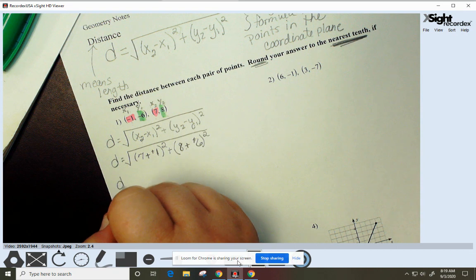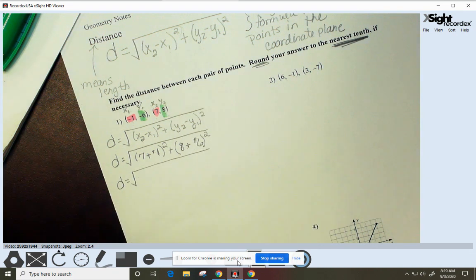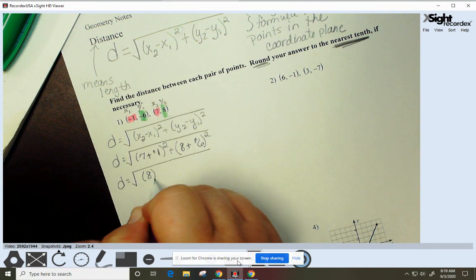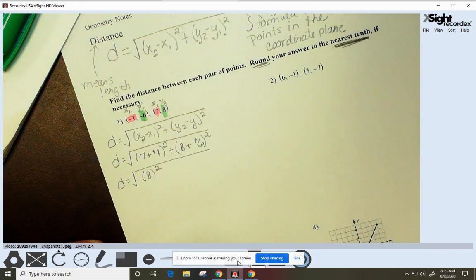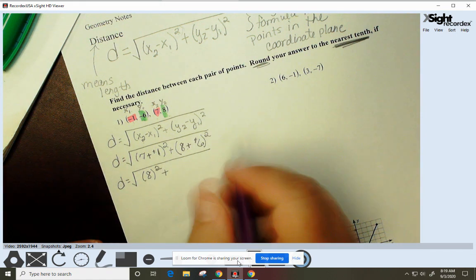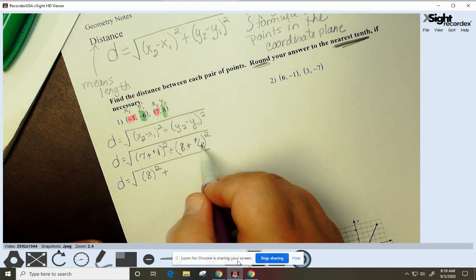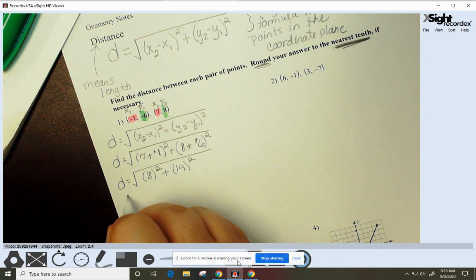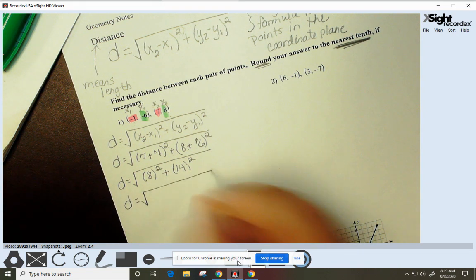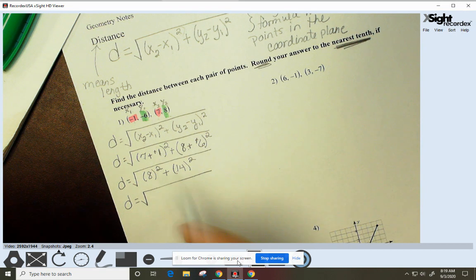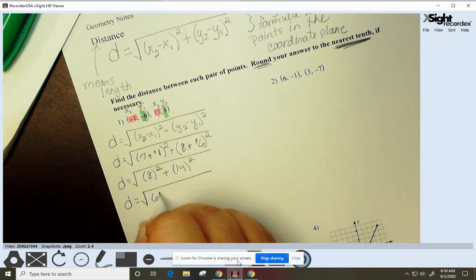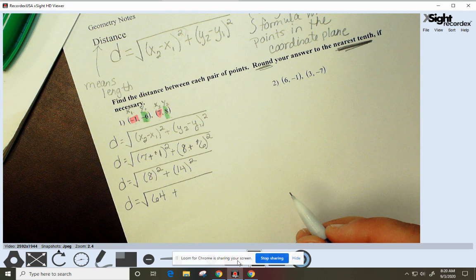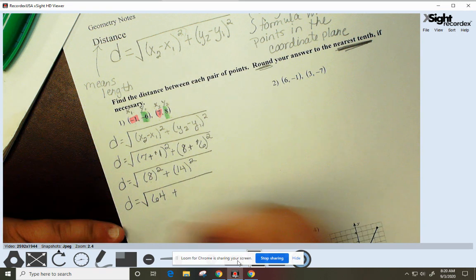Now I'm going to do my math inside my parentheses. So I'm going to take 7 plus 1 is 8. And I want to square it. Notice I left it inside those parentheses. 8 plus 6 is 14. And I'm going to square that. My next step is going to be the squaring. So 8 squared is 8 times 8, which is 64, plus 14 squared is going to be 196.